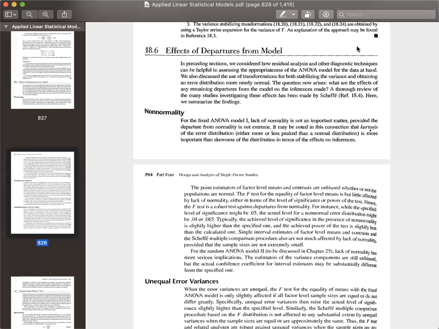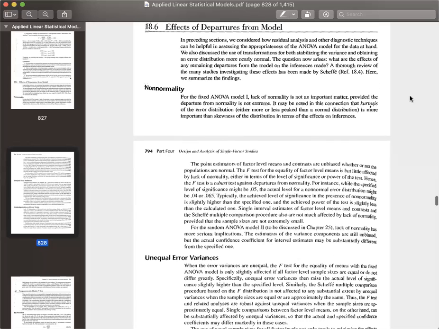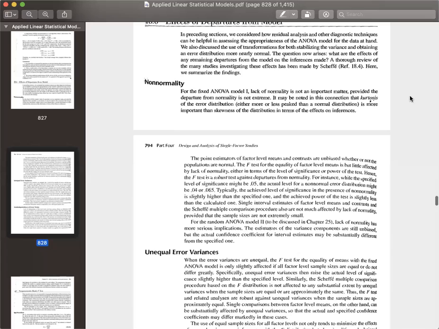Today we will continue with Chapter 18. We're going to start with 18.6, the effects of departures from model. In preceding sections, we considered how residual analysis and other diagnostic techniques can be helpful in assessing the appropriateness of the ANOVA model for the data at hand. We also discussed the use of transformations for both stabilizing the variance and obtaining an error distribution more nearly normal. The questions now arise: what are the effects of any remaining departures from the model on the inferences made?